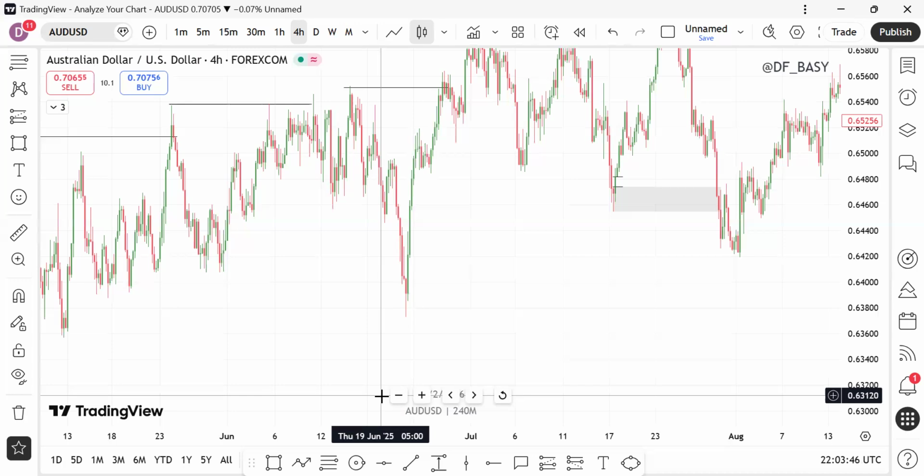Then the last one is, I showed you guys market structure. Now you identify a bearish and a bullish market structure. Pick one currency pair or two currency pairs. Show me a bullish market structure on one currency pair. Then show me a bearish market structure on one currency pair.